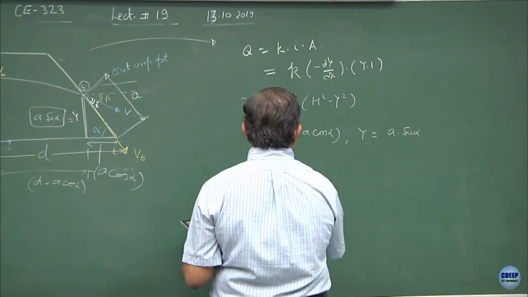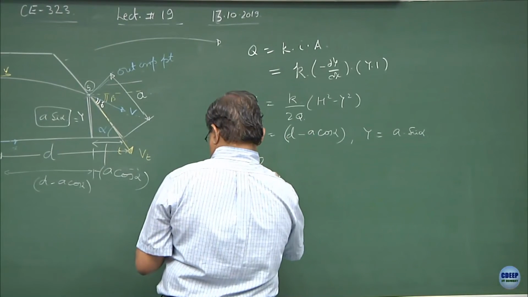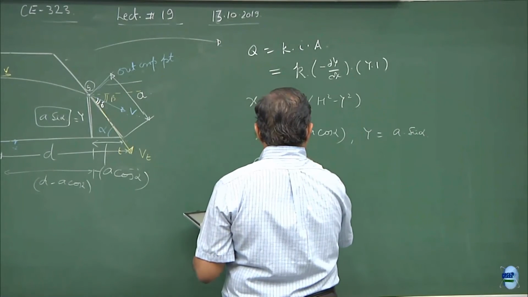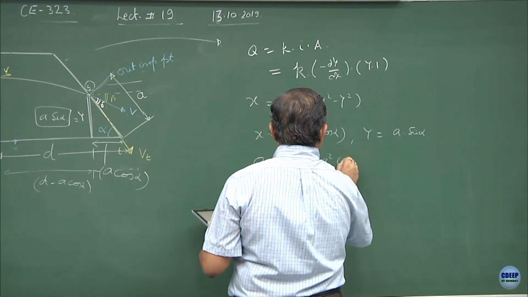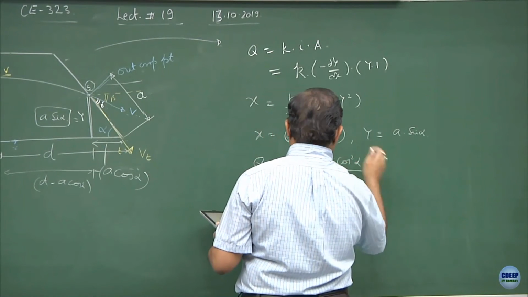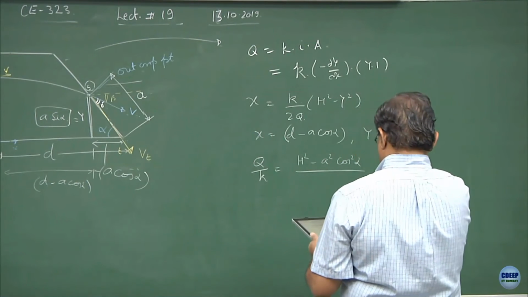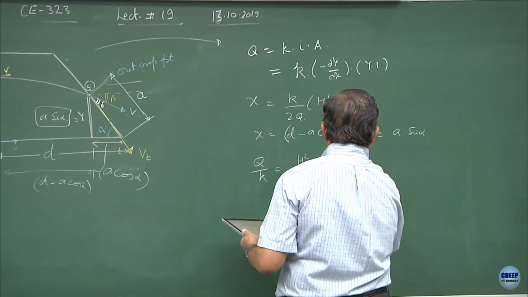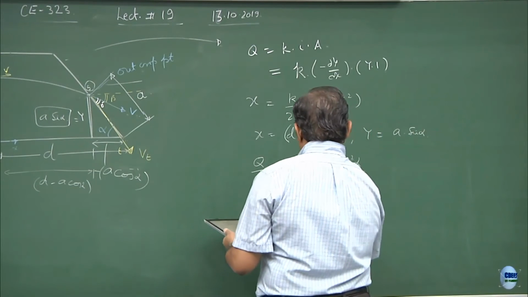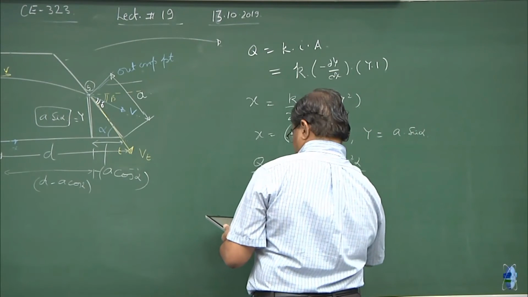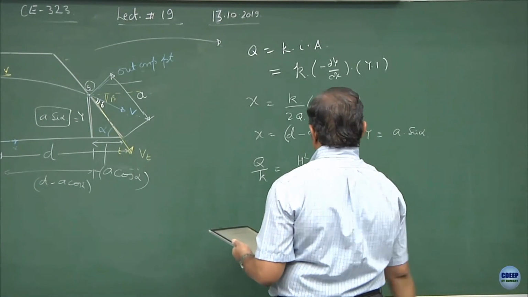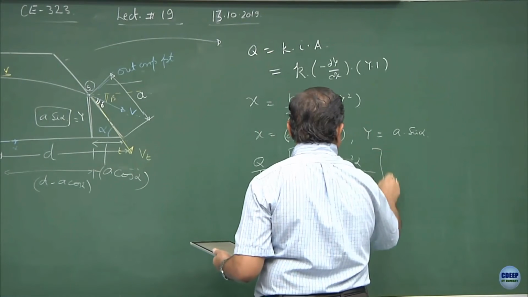If you solve this expression, you will be getting Q by K equal to h square minus A square cos square alpha sin square alpha upon 2 d minus A cos alpha. This is equation number 1.